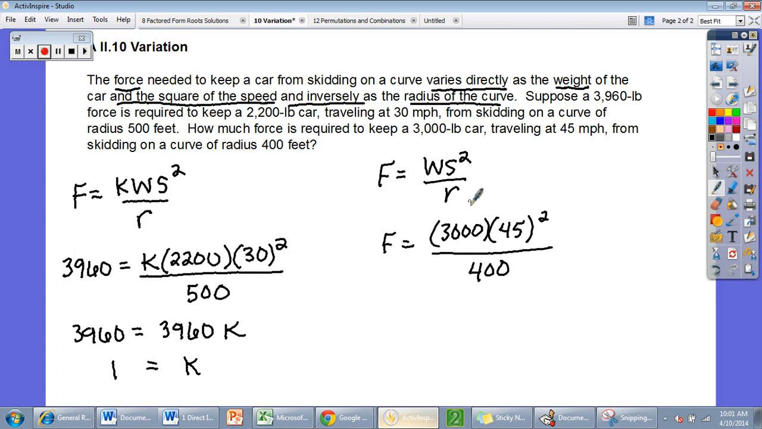So you multiply 3,000 times 45 squared. Okay, remember, you're only squaring the 45 here, divided by 400. And you should get 15,187.5. And the units here for our force is pounds of force.